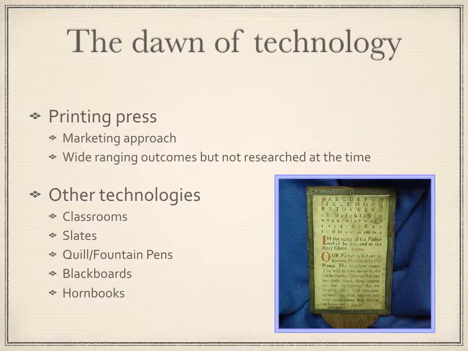Horn books, basically a piece of paper. Paper was very, very expensive at the time and coated with a thin layer of horn to protect the paper. And you can see an example of that in the image there. All of these things here helped with formative assessment, as you can imagine.